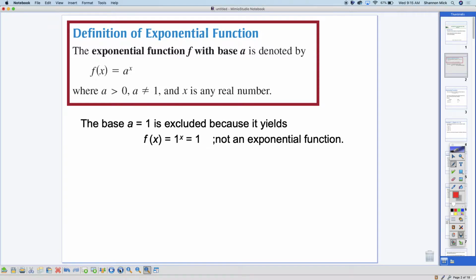The definition of an exponential function is f of x equals a to the x. Where's the variable? In the domain, yes, but it's in the exponent. That's what makes it an exponential function. Your base is a number, your base isn't a variable. That's what's different from what you've seen before with exponents, correct?